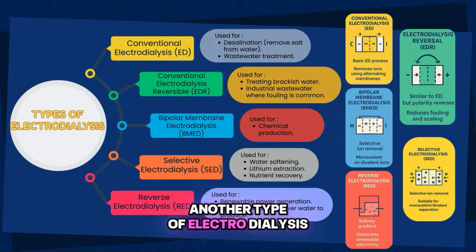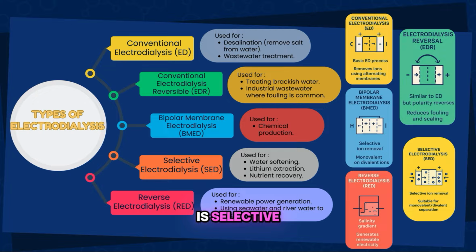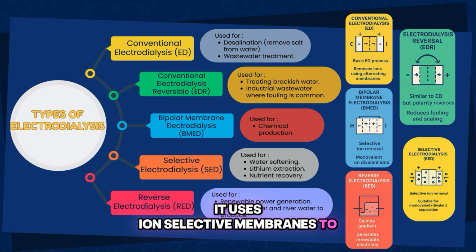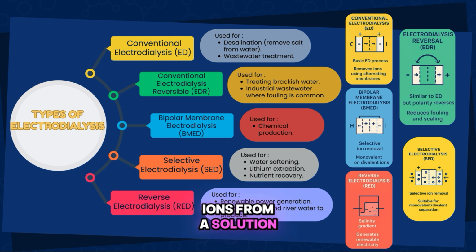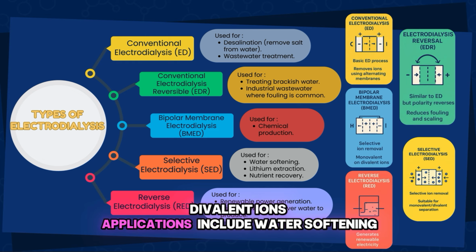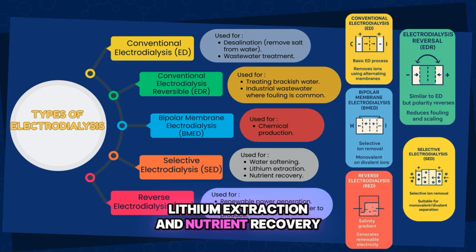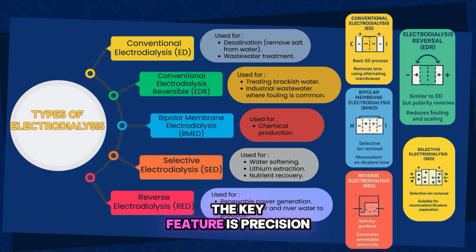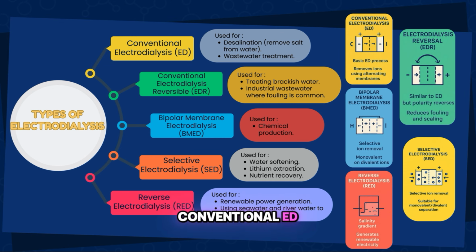Another type of electrodialysis is selective electrodialysis, or also known as SED. It uses ion-selective membranes to remove specific ions from a solution. It's especially useful when we want to separate monovalent versus divalent ions. Applications include water softening, lithium extraction, and nutrient recovery. The key feature is precision. Only certain ions are allowed to pass, making SED more targeted than conventional ED.